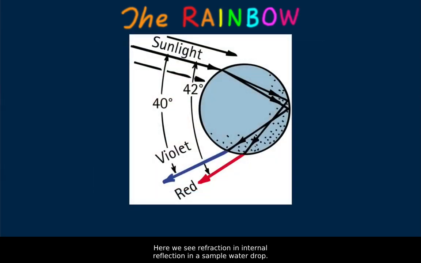Here we see refraction and internal reflection in a sample water drop. The illustration shows only the red and violet rays. All the other colors are in between. This is one of millions of tiny spherical drops that act like prisms. Follow the ray of sunlight as it enters the drop near its top surface. Some of the light is reflected, which we don't show, and the remainder is refracted into the water. At this first refraction, violet deviates the most and red the least.